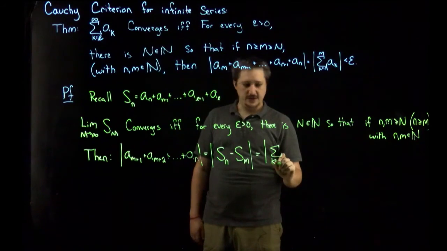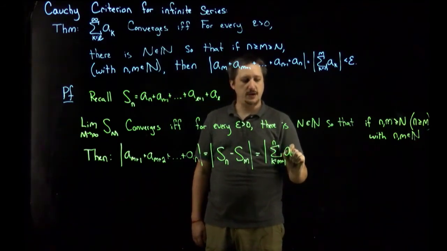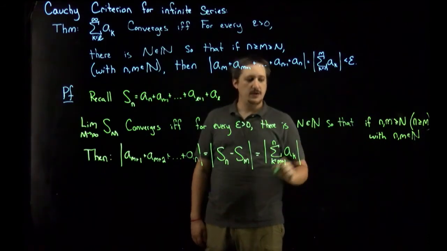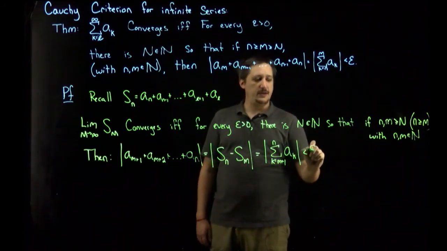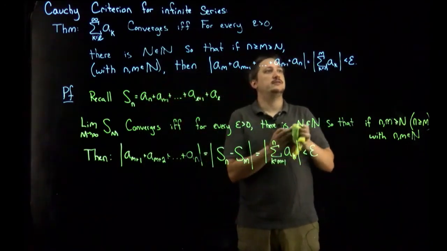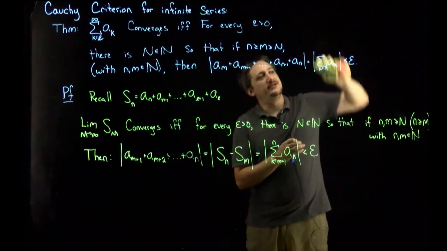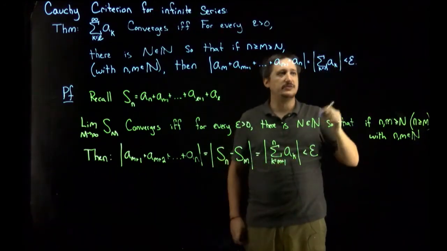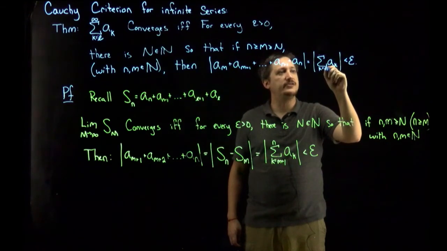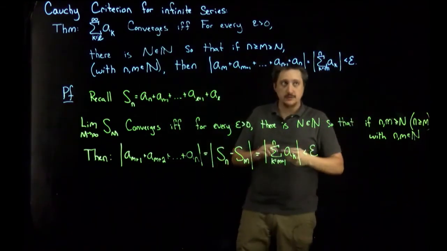Let me fix that in a second. So this would be k equals m plus 1 to n of ak, excuse me. That is less than epsilon. So let me fix that before I go any further so I make sure I don't forget. So if you notice this, kudos, because this was an error. So m was the smaller thing, n was the bigger thing.